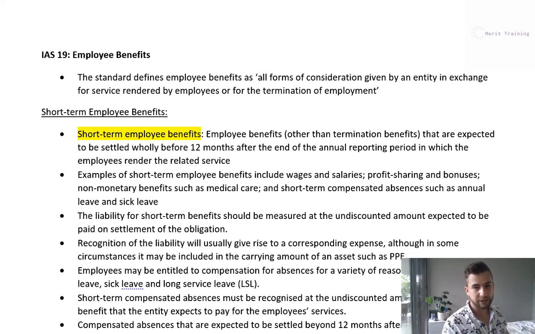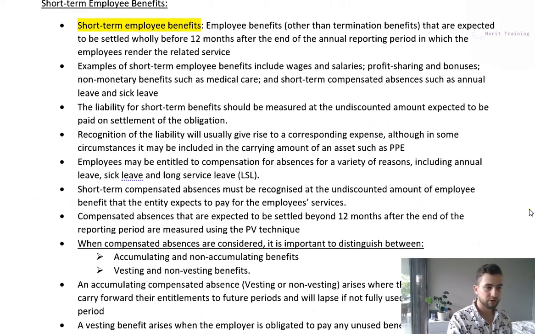And basically short term is anything due within less than 12 months. So short term examples include wages and salaries unpaid at the end of the financial year, profit sharing and bonuses unpaid, non-monetary benefits such as medical care unpaid, short term compensated absences such as annual leave unpaid and sick leave unpaid. So the liability for short-term obligations should be measured at the undiscounted amount expected to be paid on the settlement of the obligation.